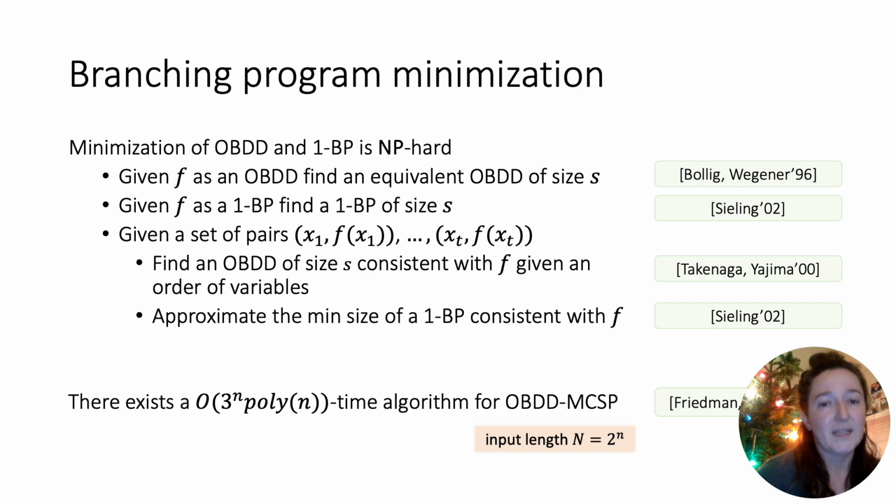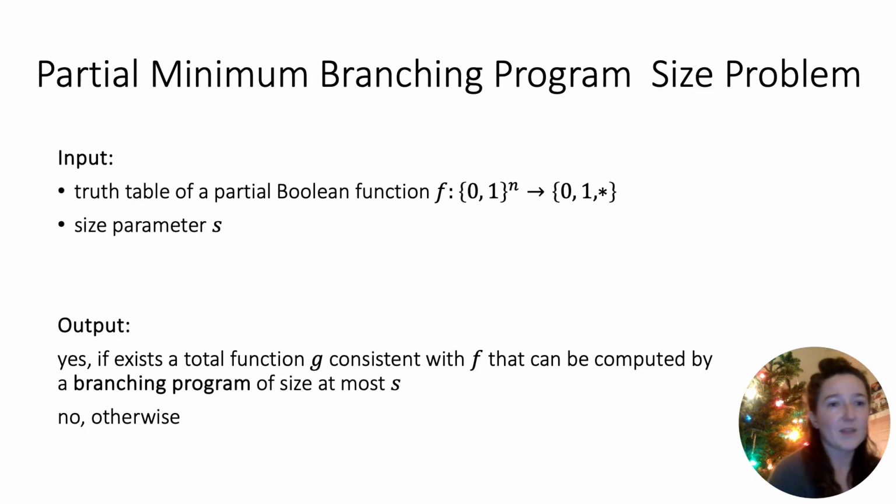So now to the setting that we are working with. We are working with the partial version of the minimum branching program size problem. As an input, again, we receive a truth table of a partial Boolean function, which has, for each input of the function, either value 0 or 1 or a star, which means undefined value, and a size parameter s. And we need to output yes if there exists a total function g, which is consistent with this input function f, and that can be computed by a branching program of size at most s, and no otherwise.